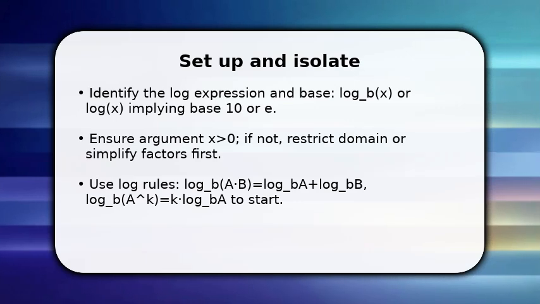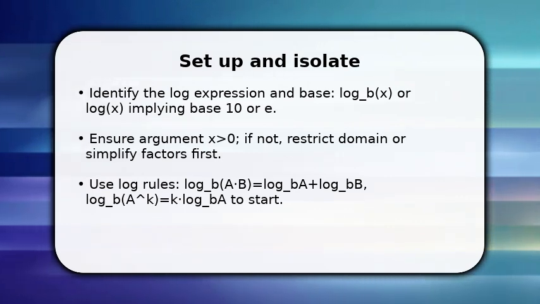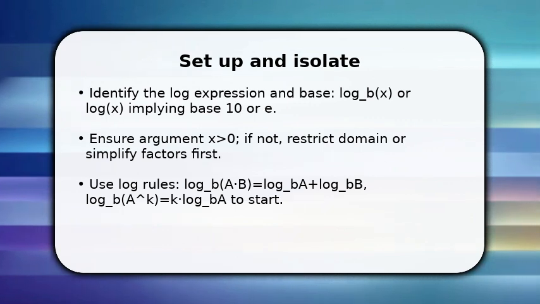You begin by isolating the logarithmic expression and confirming its domain. The argument must be greater than 0. Once isolated, convert products and powers with log rules so you reduce complexity. For example, turn a b into separate terms and bring exponents in front as multipliers.